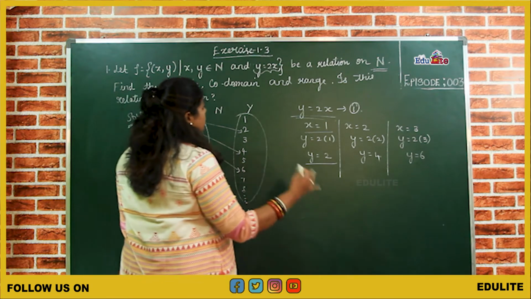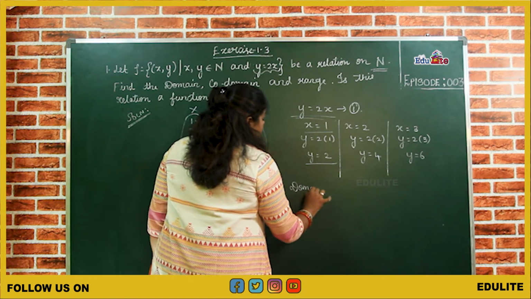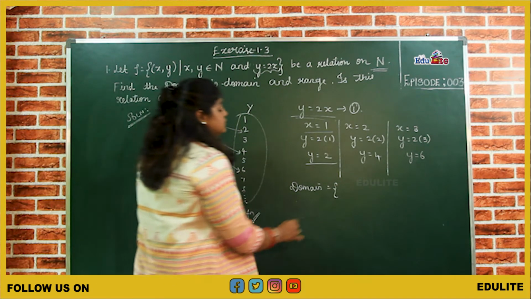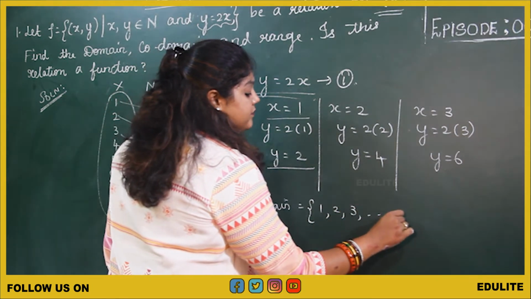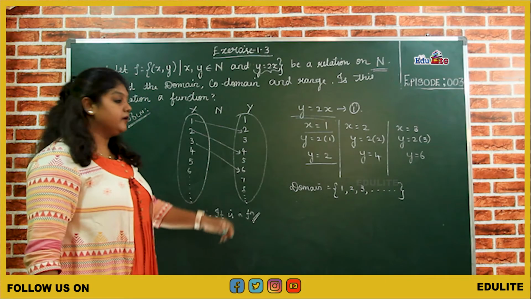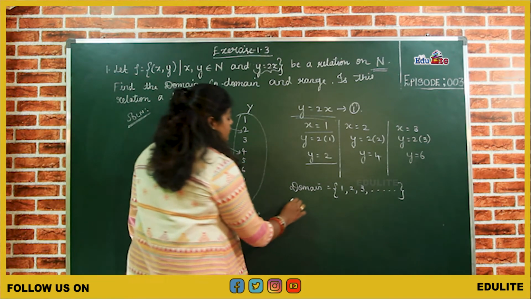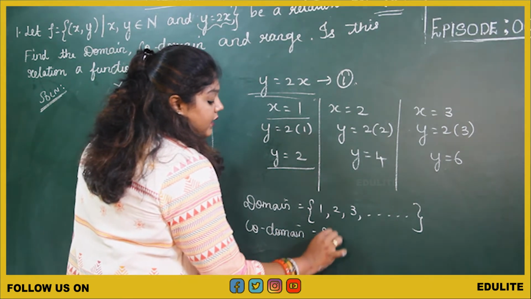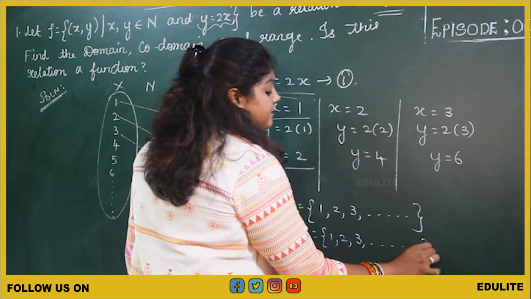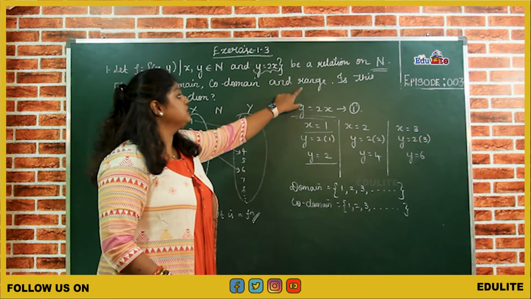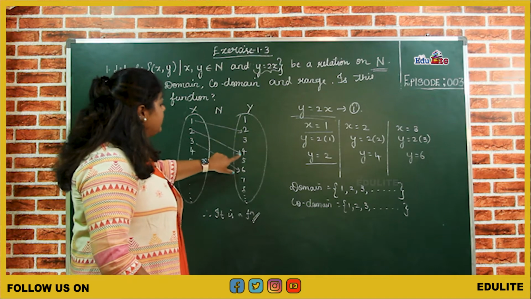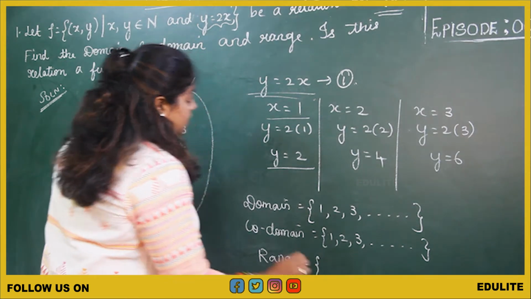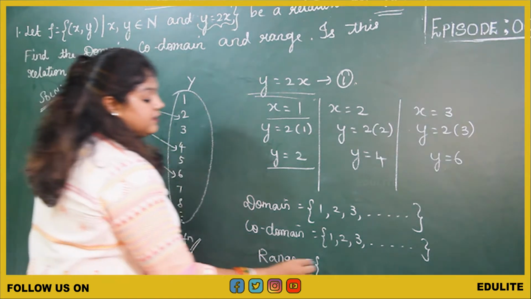Now we will write the domain, codomain and range. What is a domain? Domain is nothing but the set x. So 1, 2, 3, it goes on, etc. Next, what is a codomain? The set y is called the codomain. Again, codomain is 1, 2, 3, etc. It goes on. Next, we have to write down the range. What is range? The set of all images is called the range. Therefore, range can be represented as 2, 4, 6, 8, and it goes on.